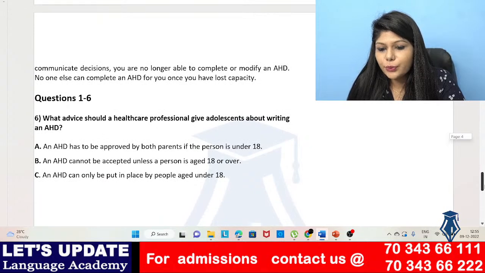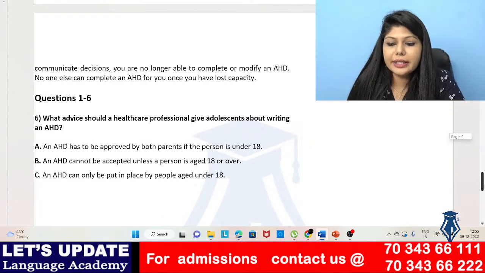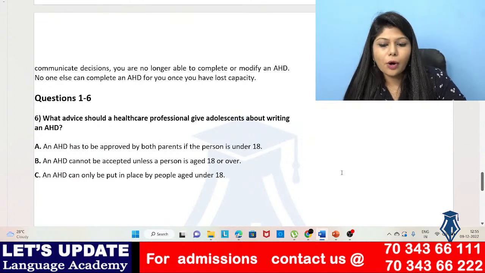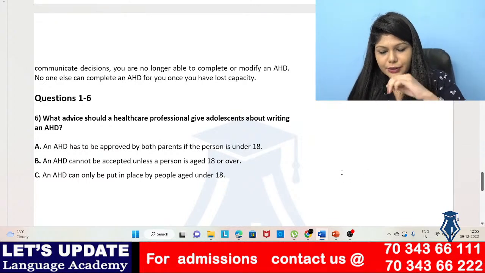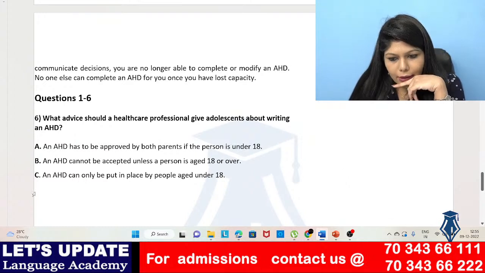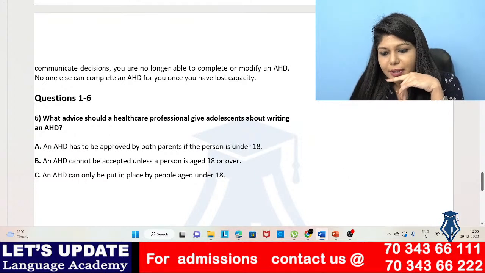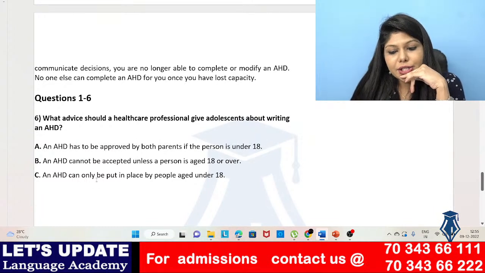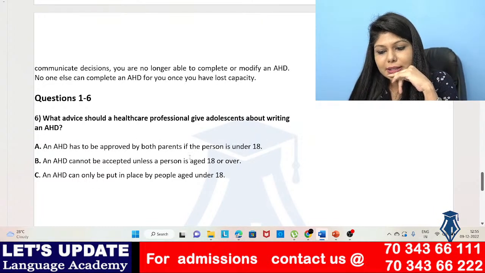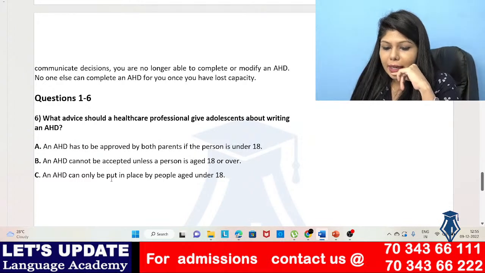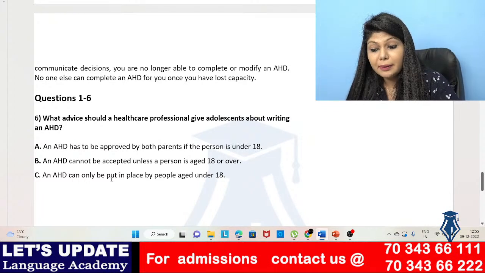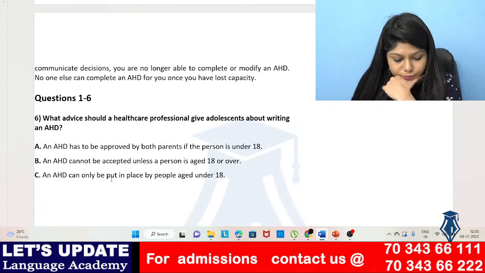Okay, so now what is the question? What advice should a healthcare professional give adolescents about writing an AHD? So please comment your answer. Is it option A, B or C? What do you think the answer is? Option A is, an AHD has to be approved by both parents if the person is under 18. B is, an AHD cannot be accepted unless a person is aged 18 or over. And option C is, an AHD can only be put in place by people aged under 18.